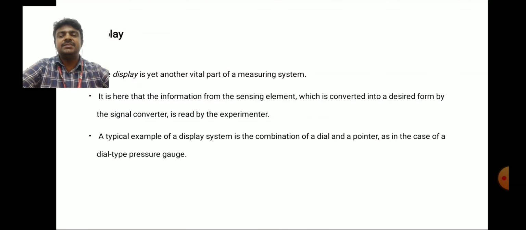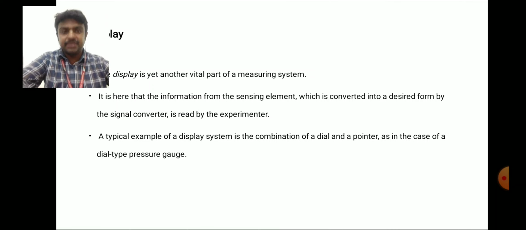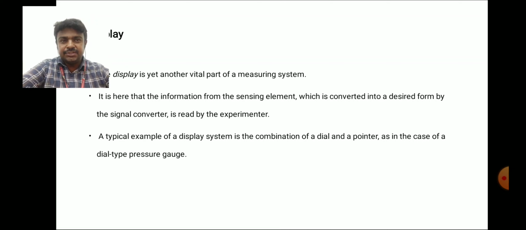And the final one is display. So display is yet another vital part of a measuring system. It is here that information from the sensing element, which is converted into the desired form by the signal converter, is read by the experimenter. A typical example of a display system is the combination of a dial and a pointer, as in the case of a dial type pressure gauge.